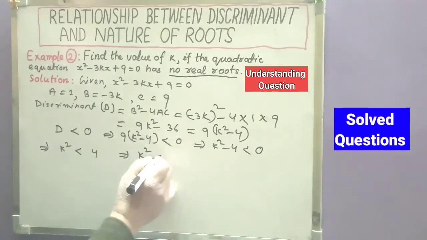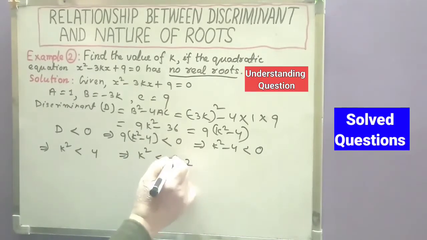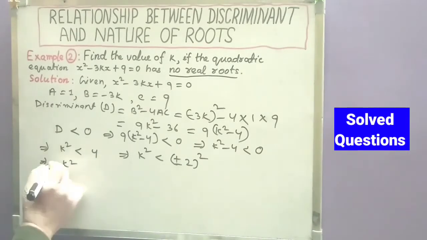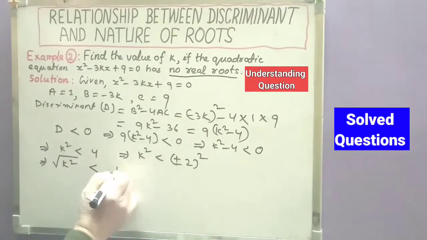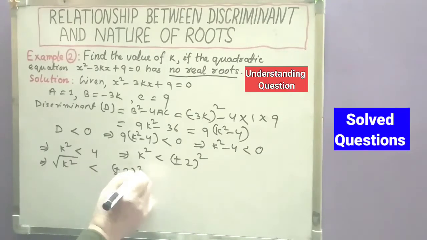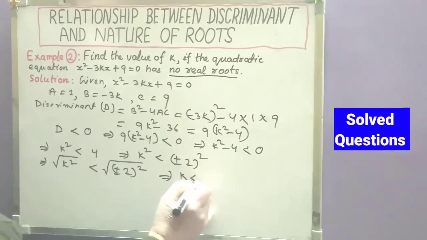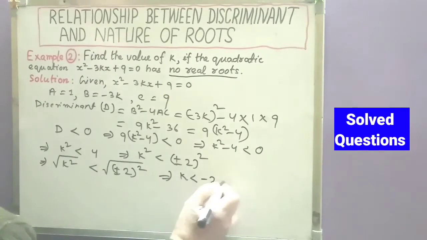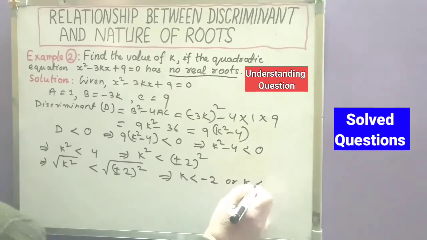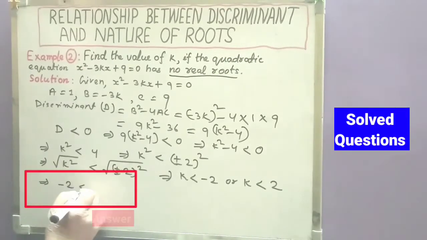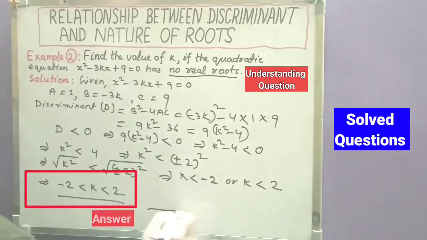That implies that k square is less than whole square of plus minus 2. Now taking the square root of both sides, we have square root of k square is less than the square root of whole square of plus minus 2. That implies that k is less than minus 2 or k is less than plus 2. That implies that minus 2 is less than k is less than 2. These are the values of k, which is your required answer.